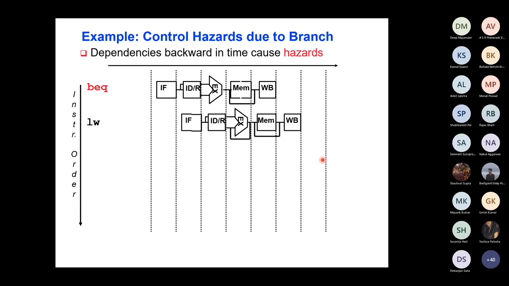Assume that the following instruction is the load instruction. If the branch is not taken, then the load will be executed. If the branch is taken, then something else would be executed. When would the outcome of the branch instruction be known to the system?